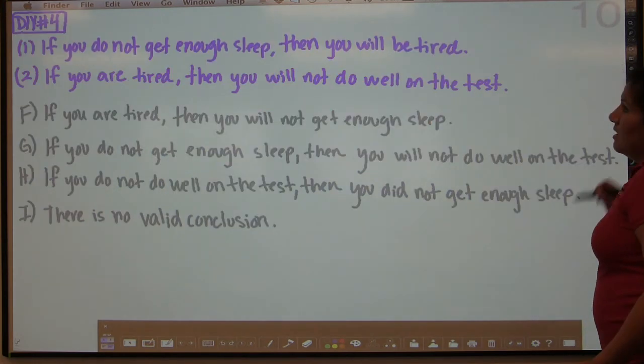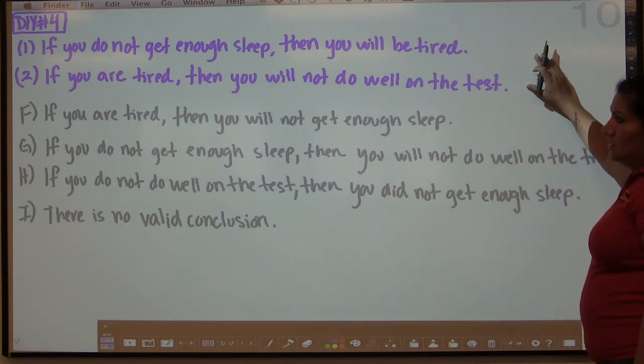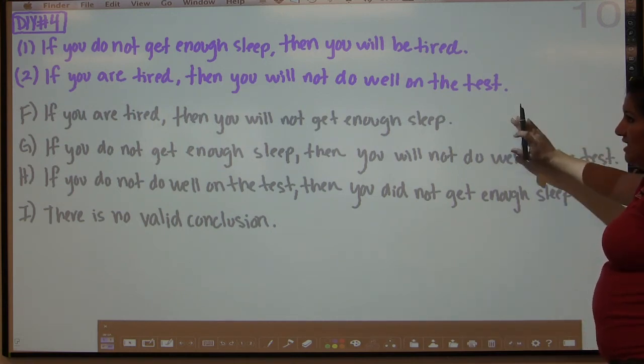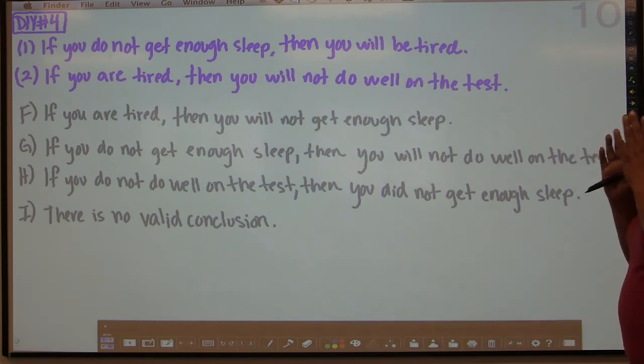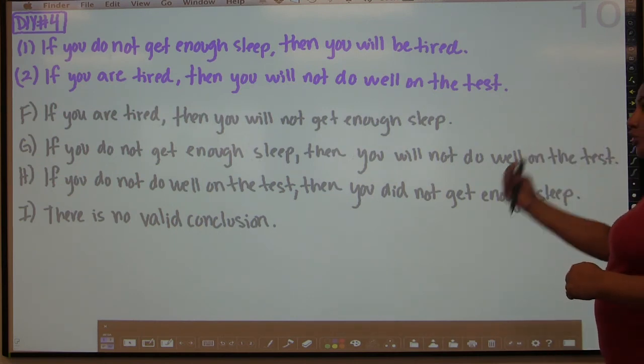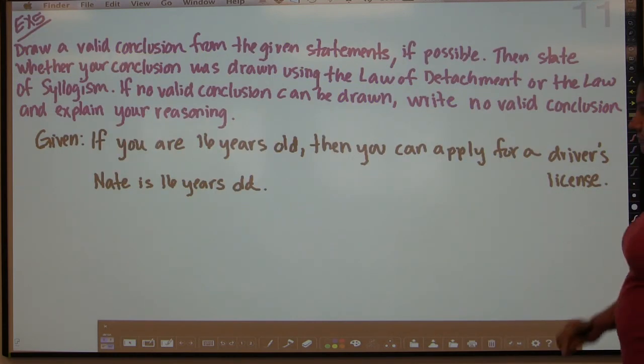All right. So then we have do-it-yourself number 4, and again you have two statements here. They want you to decide F, G, H, or I. And remember, look for the fact that you want 2 statements that have the conclusion of one, hypothesis of the other. Okay? So, and then we have our last example.